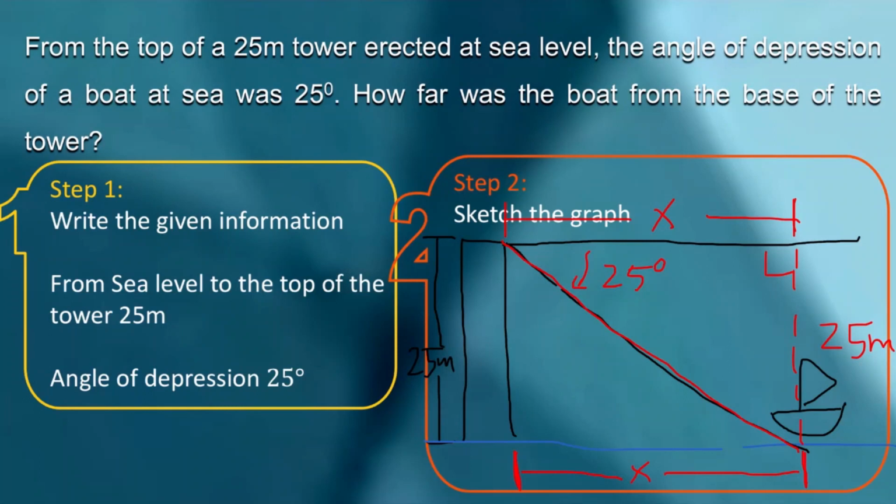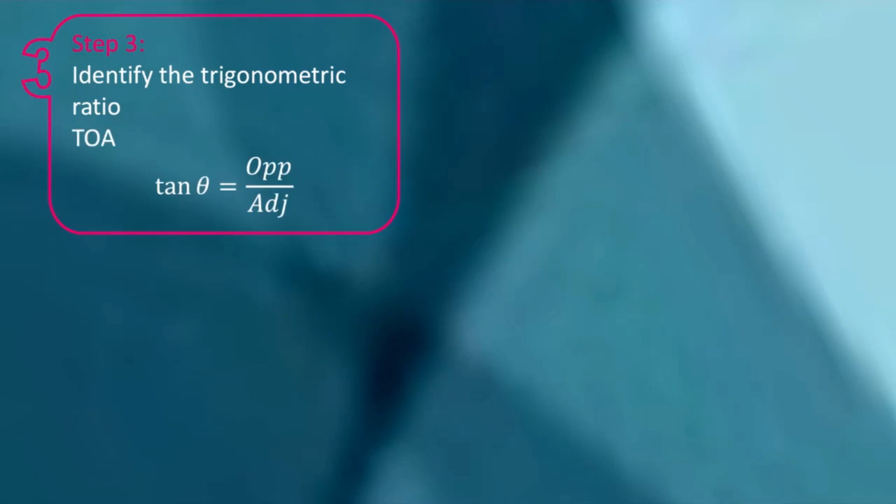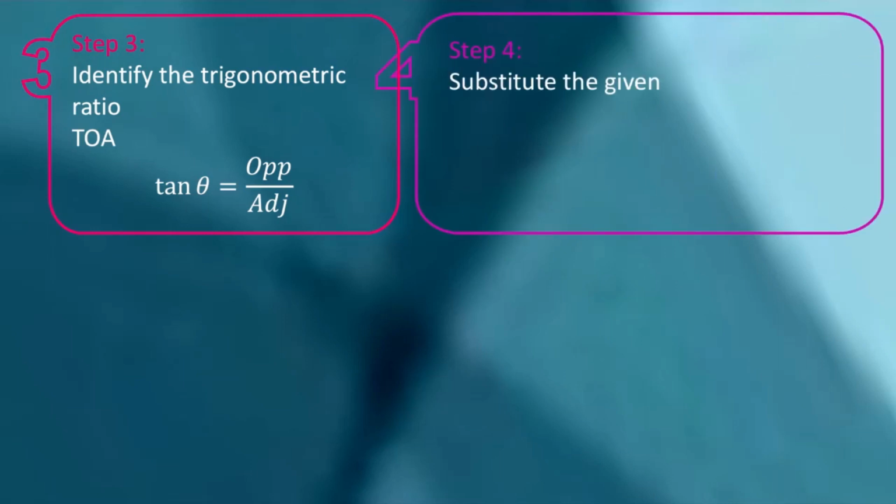Ayan. This is the opposite. And then, yung x po dito is the adjacent side. Diba? Ayan po. Meron tayong opposite and adjacent. Ano po sa trigonometric ratio ang may opposite and adjacent? And that is TOA. Masasagutan na po natin yung step 3. Identify the trigonometric ratio. Ayan po. That is TOA. Tangent theta is equal to opposite over adjacent. Next step is to substitute the given.